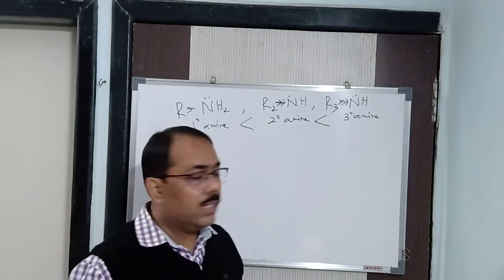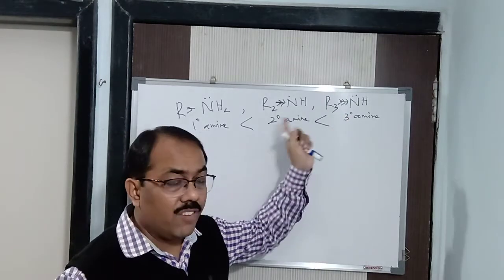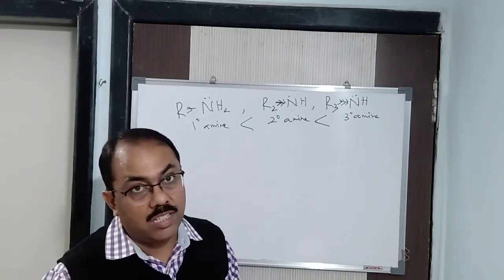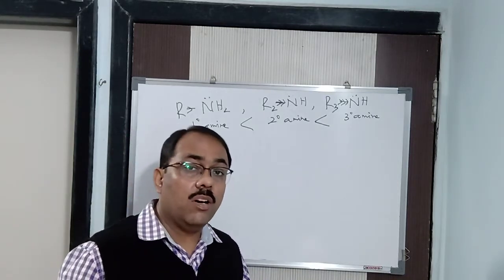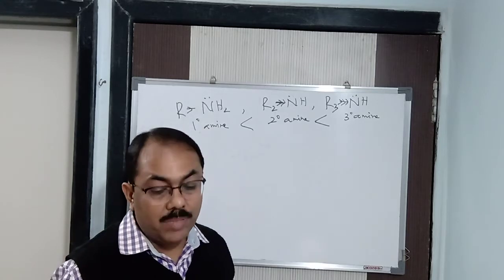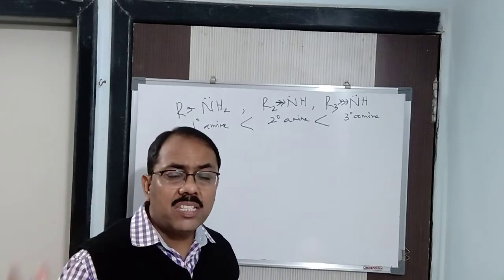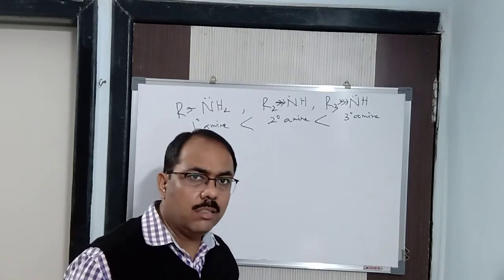Clear? Because here the OH minus ion will be readily released if I consider only the plus I effect. But I can't consider only the plus I effect. Why? Because the secondary product which will be formed, that has also to be seen. The product which will be formed, whether it will be stable or not, that also has to be seen.